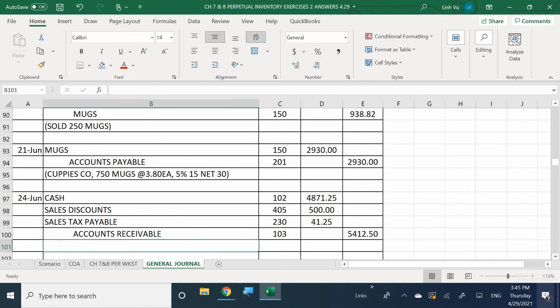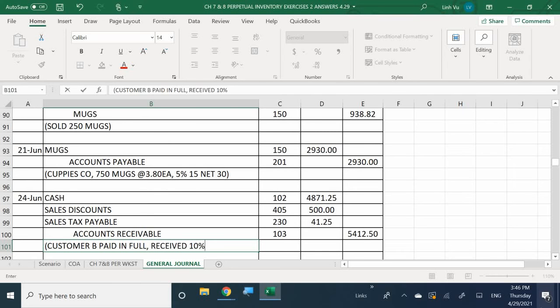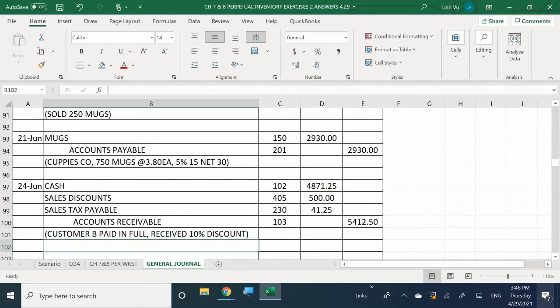We're also going to have to note that customer B paid in full and he received a 10% discount. Okay. So there we're at. Things that we need to make a note of is that customer B did in fact pay in full. So now in our records, customer B doesn't owe us anything anymore. Any questions here? Or are we okay here?